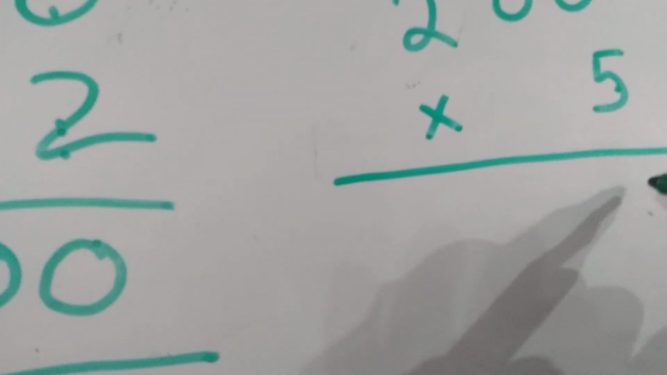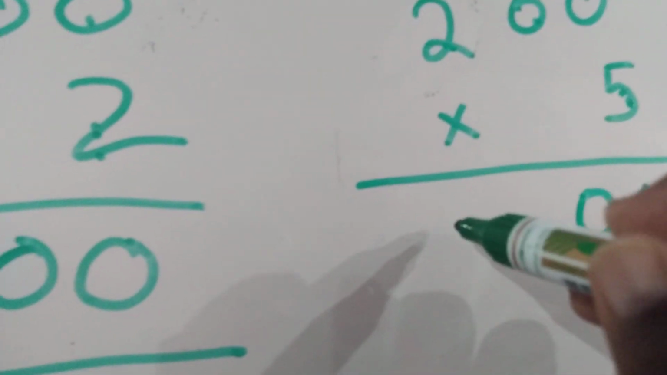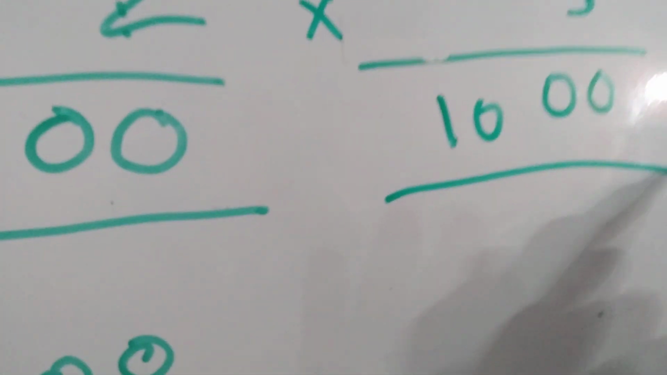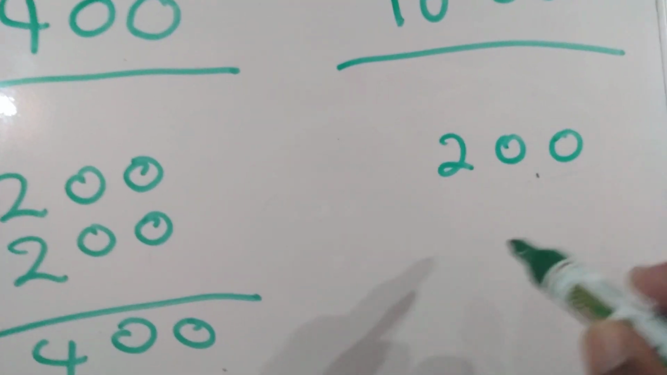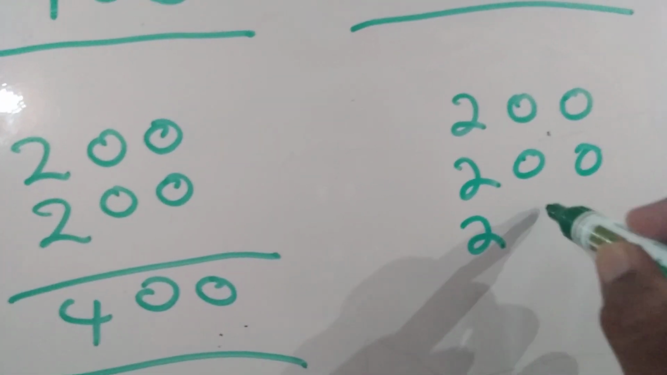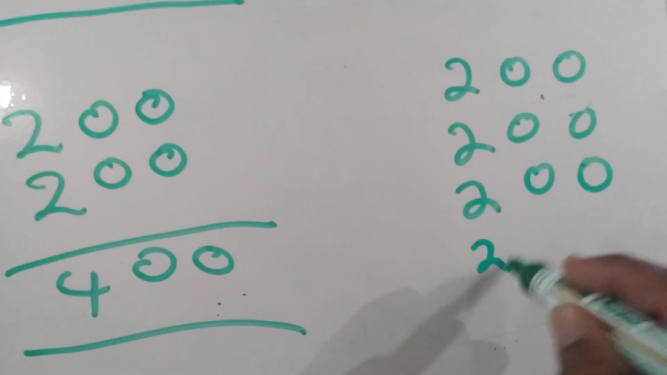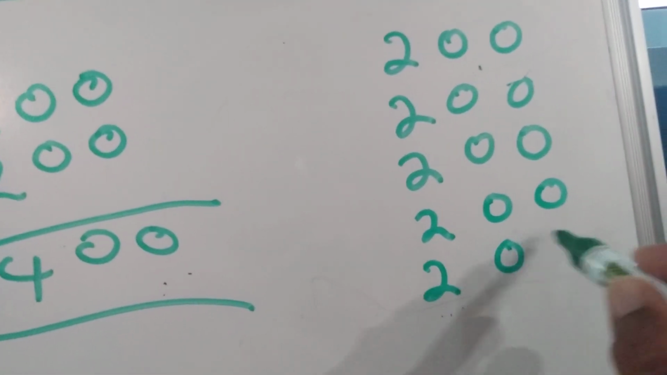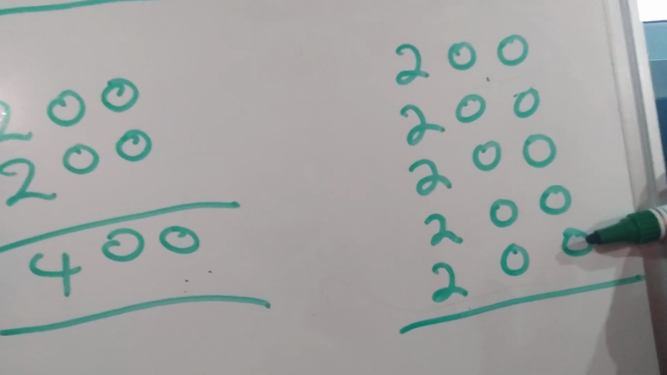0 multiplied by 5 is 0. 0 multiplied by 5 is 0. 2 multiplied by 5 is 10. Move this out of the way here. That's how we end up with 1,000. Or addition: one group of 200, two groups of 200, three groups of 200, four groups of 200, five groups of 200. Double check. 1, 2, 3, 4, 5 groups.